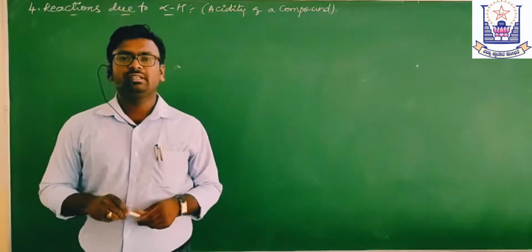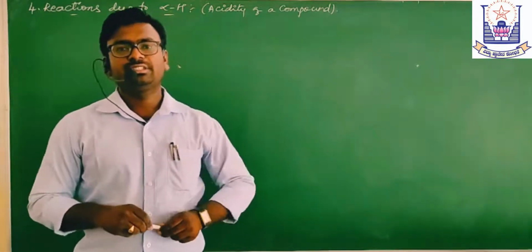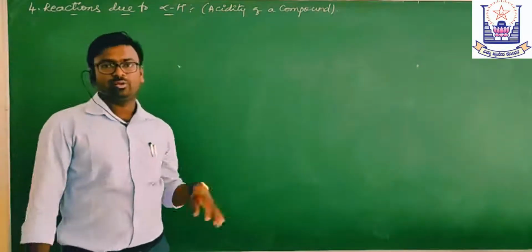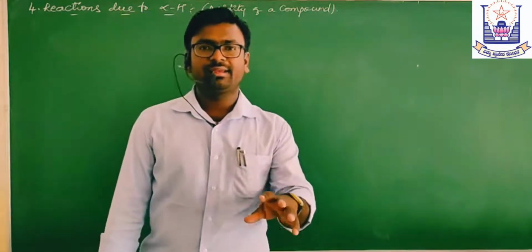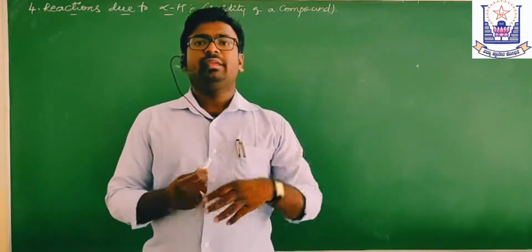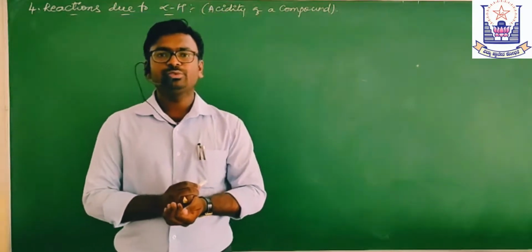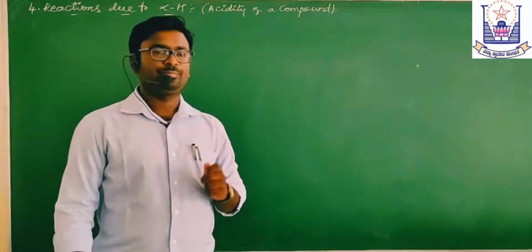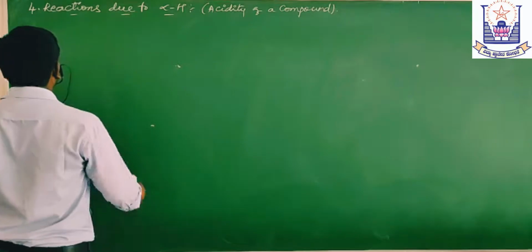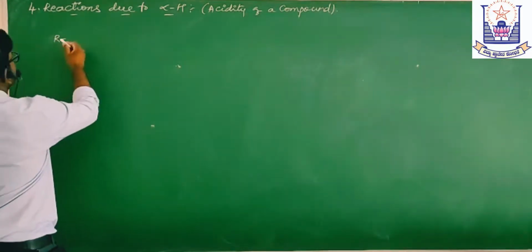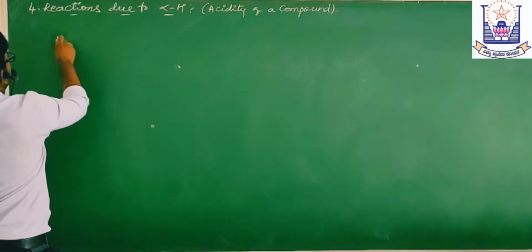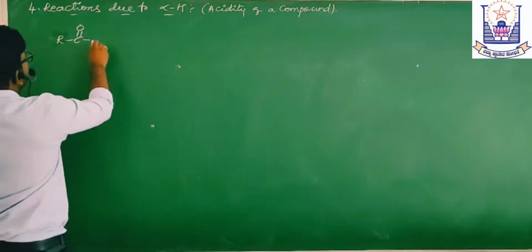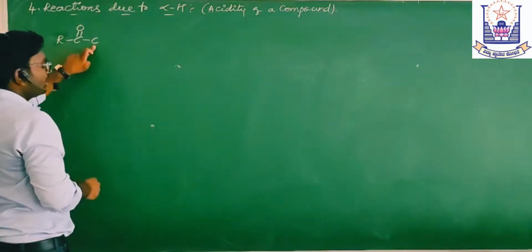Yes, students, in the present class, we shall discuss the reactions due to alpha hydrogen in the aldehydes and ketones. These reactions prove the acidity of the compound. Let us see how. Let us consider a carbonyl compound like this. And here there is an alpha carbon.